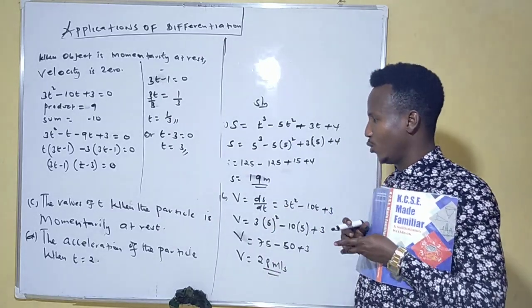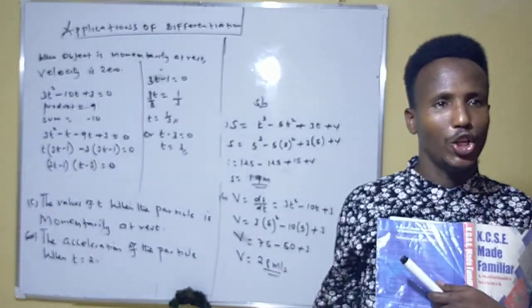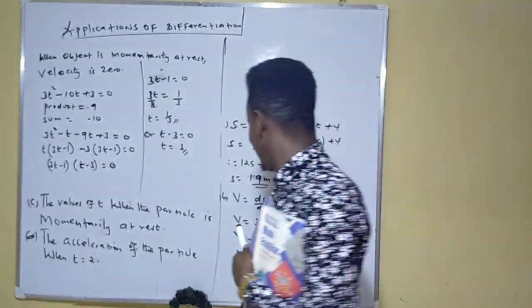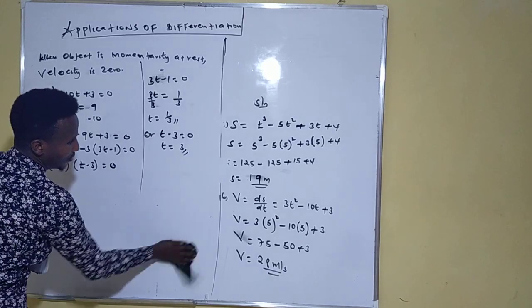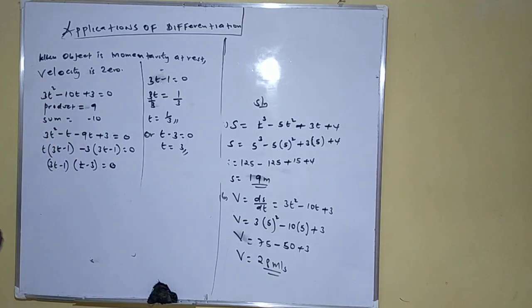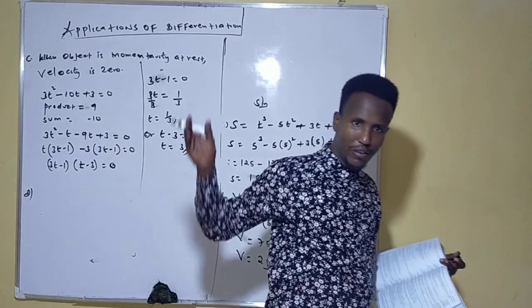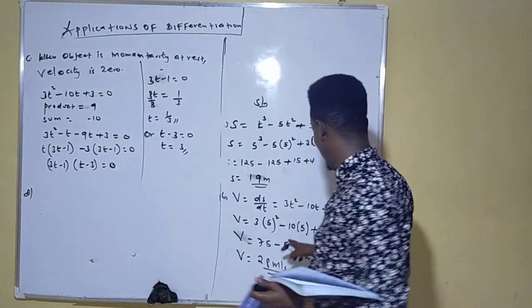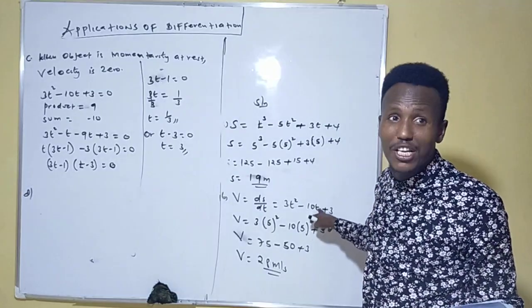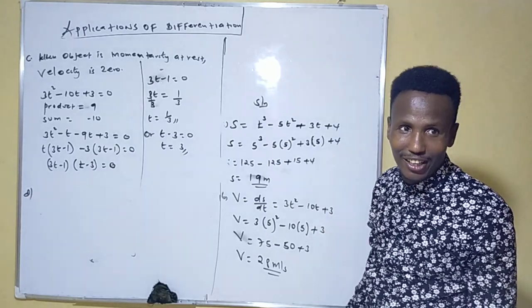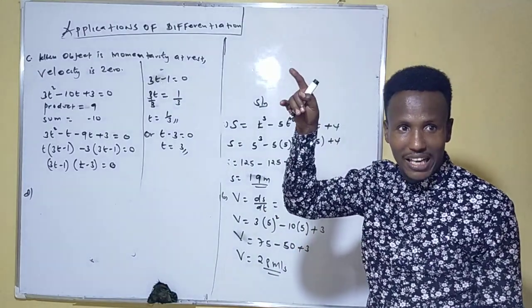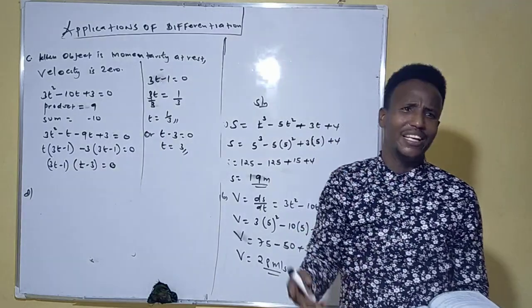Then, the acceleration of the particle when t is equal to something: what are you going to do? You differentiate velocity to get acceleration first, then substitute the value of t there. Very easy. Okay? This is question D. Question D says: the acceleration of the particle when t is equal to 2. What will I do? I will differentiate this velocity. Velocity is here, don't forget. I will differentiate this one with respect to time to get acceleration. You differentiate velocity with respect to time to get acceleration. And to get velocity, you differentiate displacement s with respect to time. Just a matter of understanding, very easy.